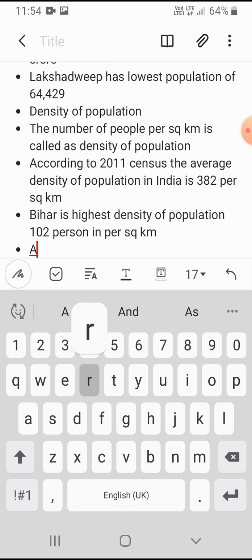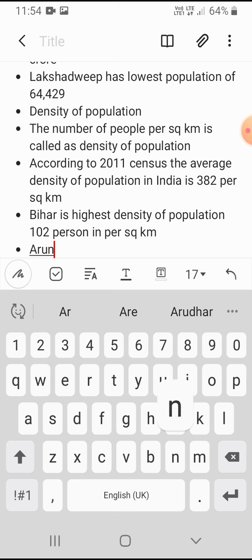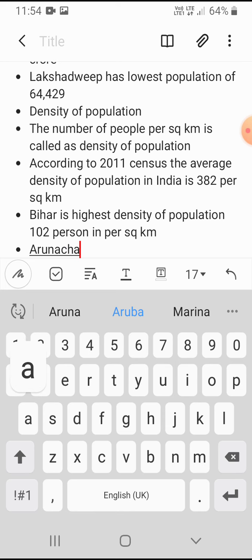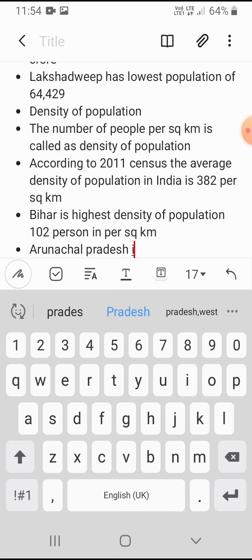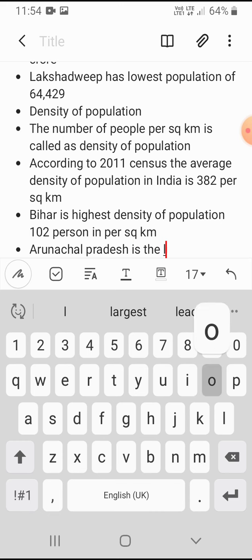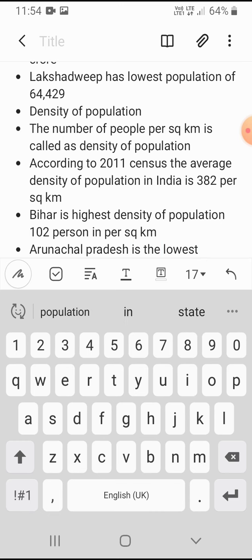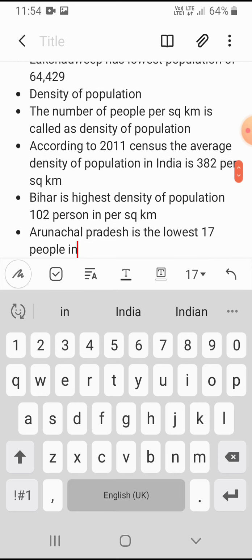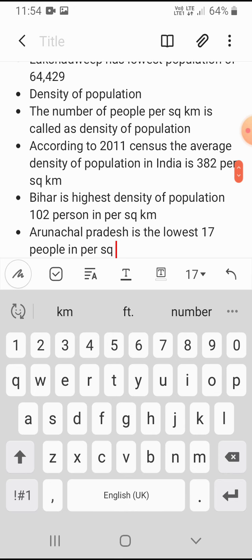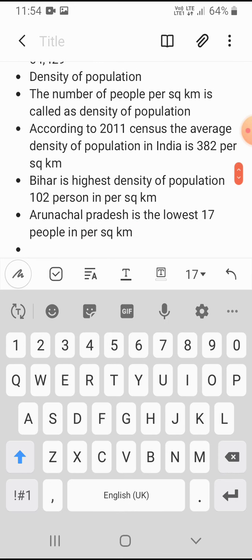And Arunachal Pradesh is the lowest, with 17 people per square kilometer. So in each square kilometer only 17 people live.